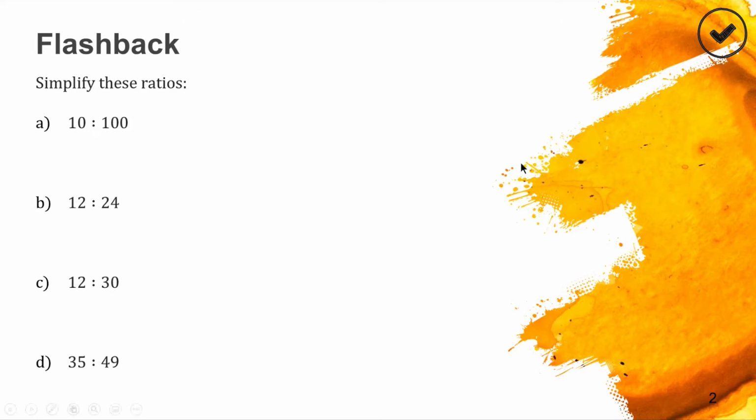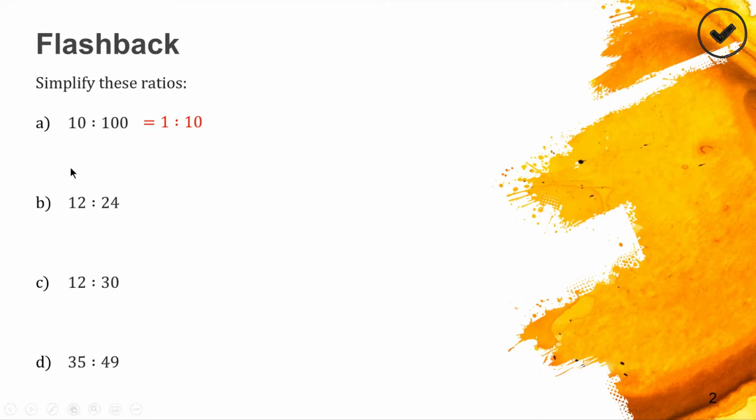Okay, so for the first example, we're looking at a ratio of 10 to 100. On the left-hand side, we have one lot of 10, and on the right-hand side, we have 10 lots of 10. So if we divide both these numbers by 10, we end up with 1 to 10. There is our simplified version because these numbers can't get any smaller. We want them to be as small as possible, but we want them to be whole numbers. So we couldn't do 0.5 to 5. It's got to be whole numbers.